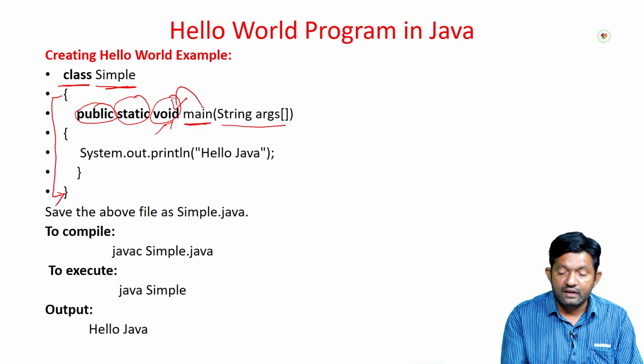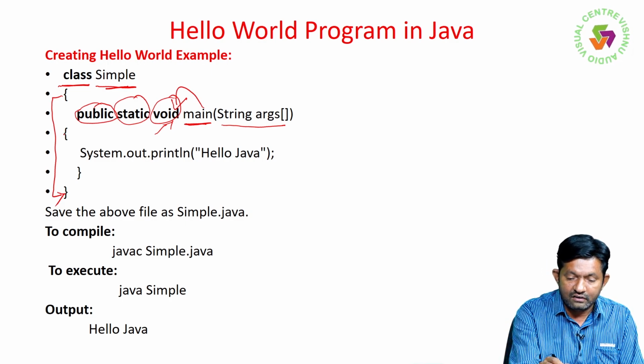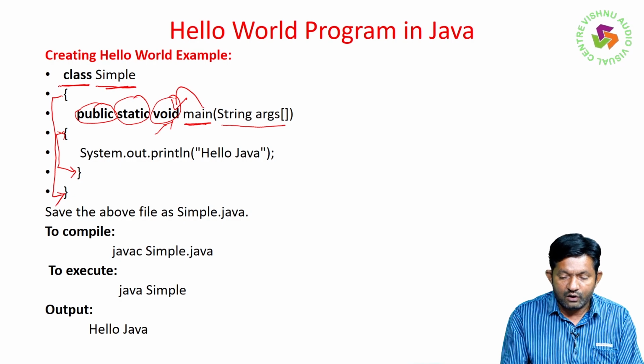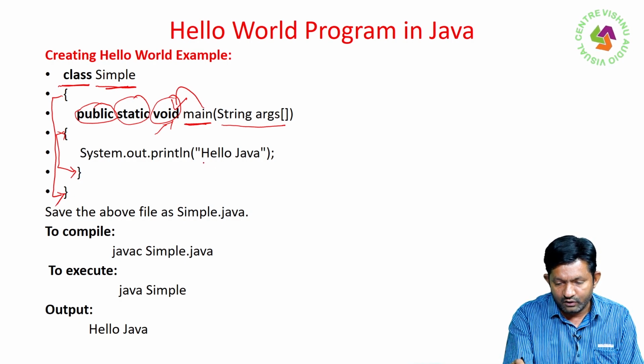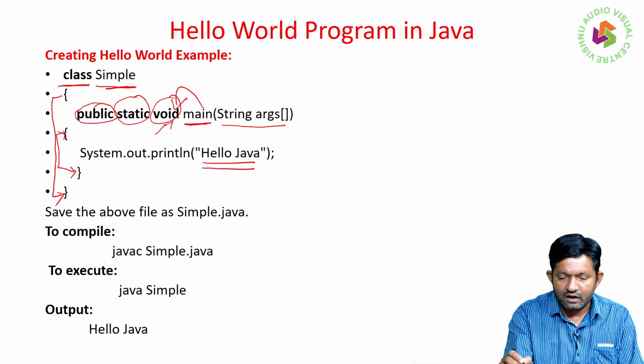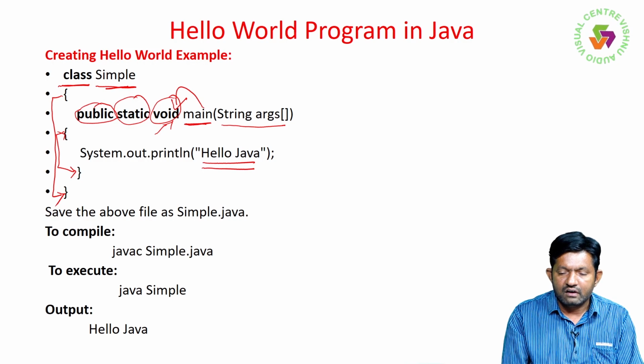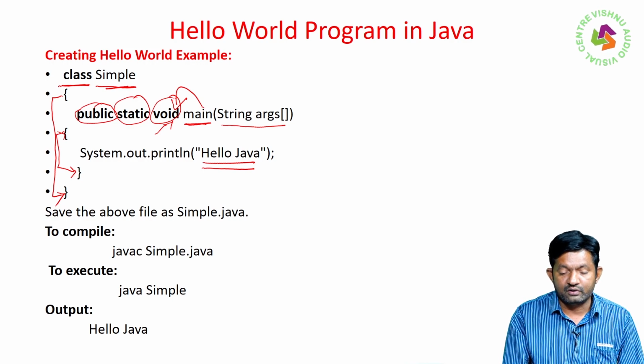Void is used when the return type is nothing, and we may use different types of return types. And within the two curly brackets, here we have to write System.out.println with Hello Java, or you can write Hello World, or within the double quotes you can write any message. Type this code, and after that, how to compile the Java program.